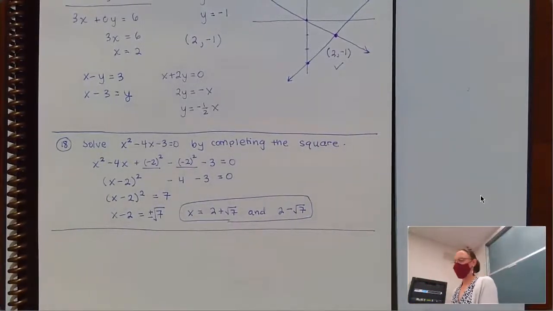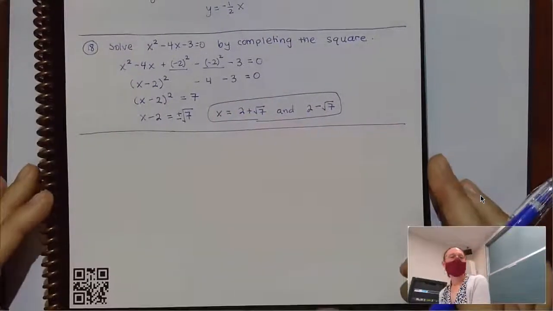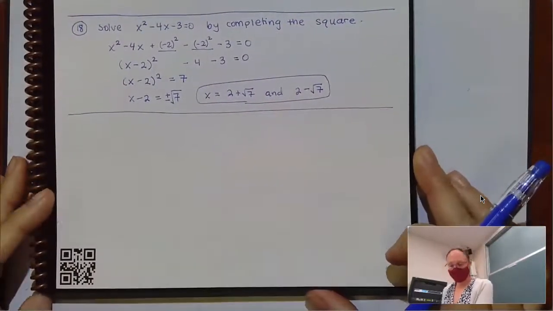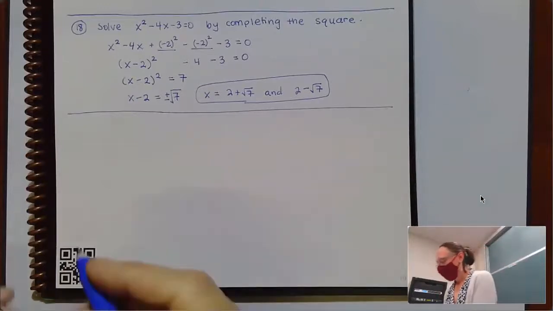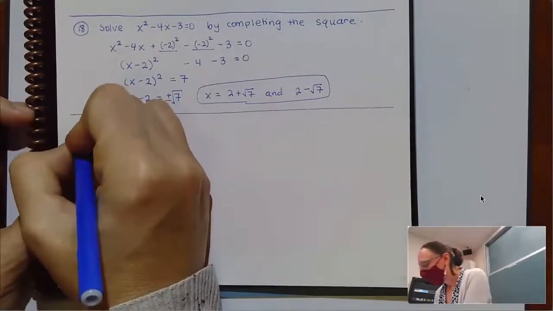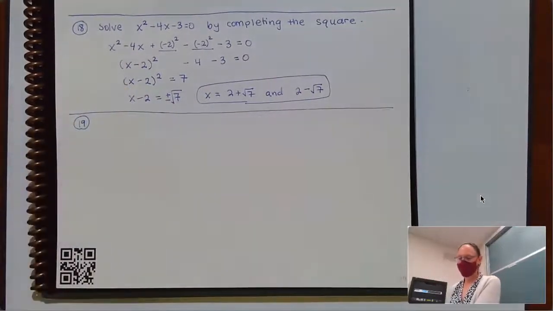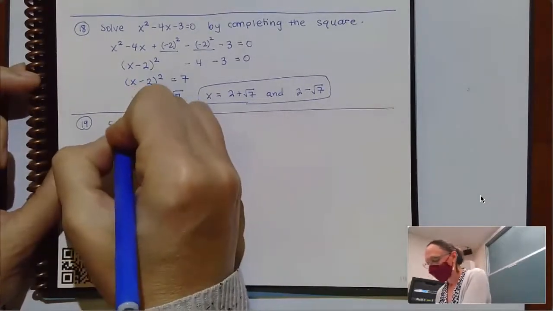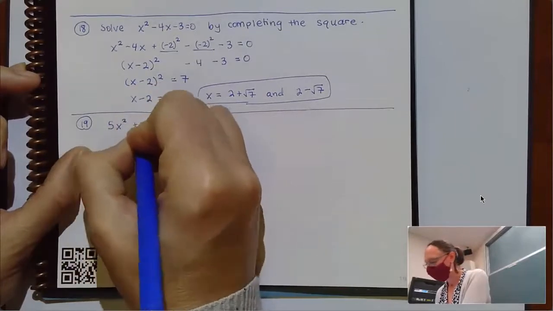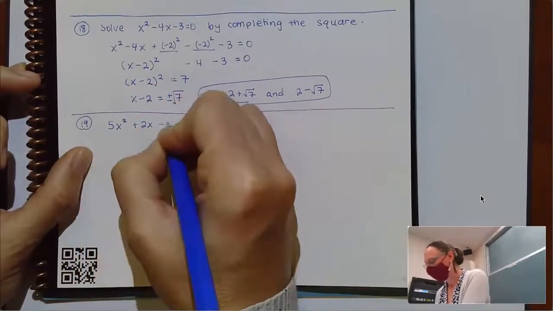So on this, on last year's final, questions 19 and 20 were both quadratic, but I said you can solve them any way you want. So question 19 just said to solve, and it says you may factor, complete the square, or use quadratic formula. Now I will say not everything factors, so sometimes you don't get that as a choice.